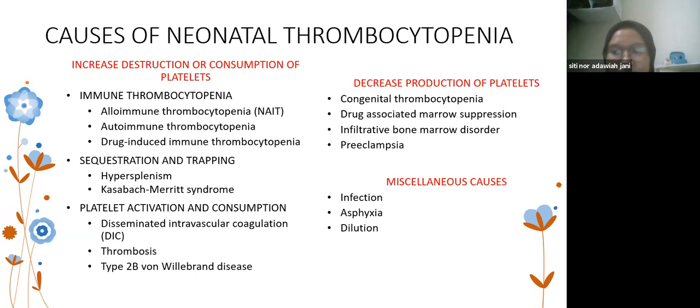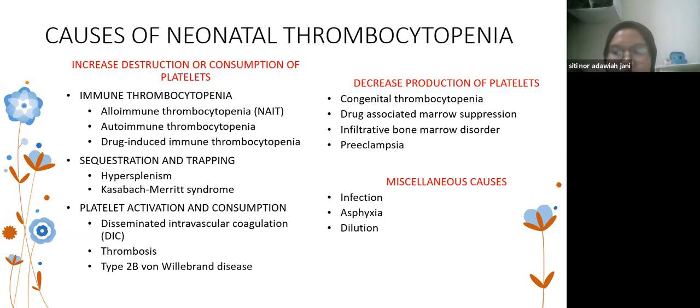So decreased production of platelets can be due to congenital thrombocytopenia, but it is a very rare inherited condition. Also drug-associated marrow suppression, infiltrative bone marrow disorder, and also preeclampsia. In preeclampsia, the incidence of thrombocytopenia associated with this disorder is estimated at 1 in 100 live births. And thrombocytopenia in preeclampsia is said to be due to decreased production of platelets mediated by an inhibitor of platelet production.